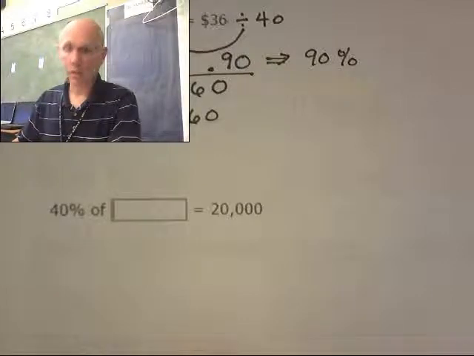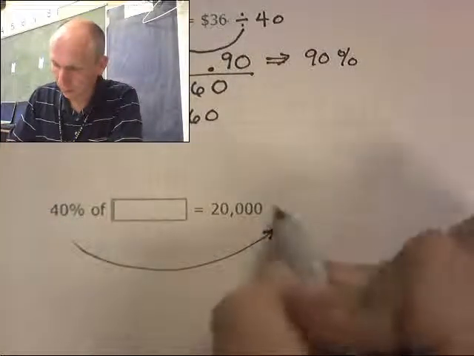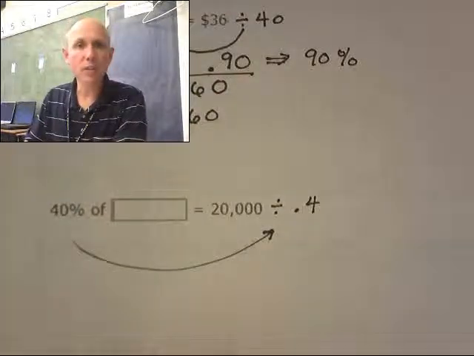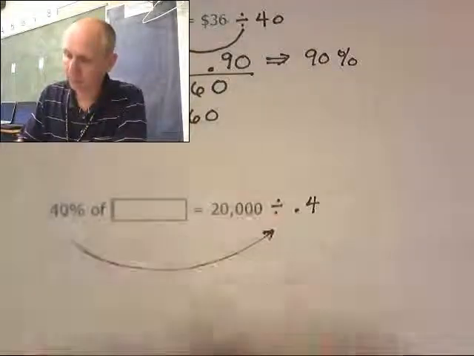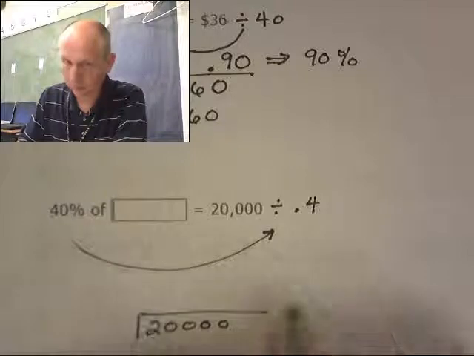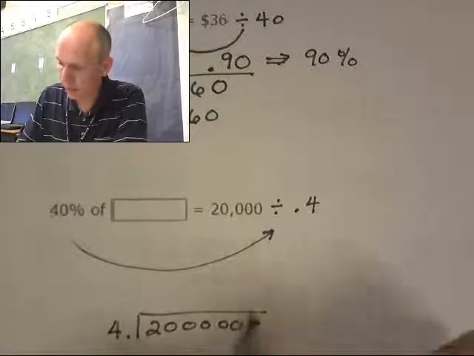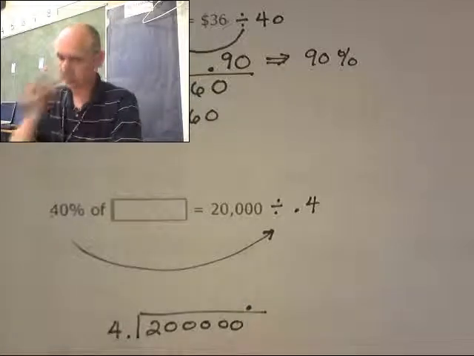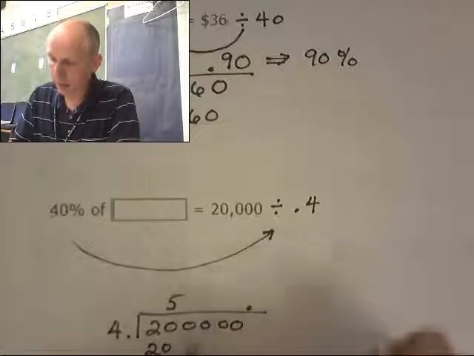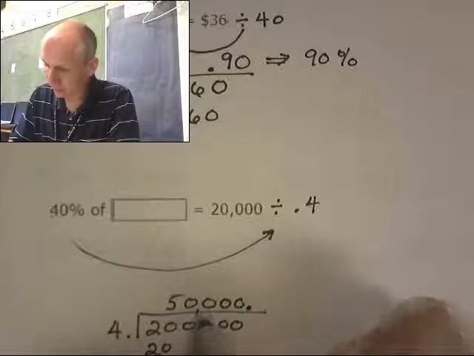40% of something is 20,000. Ready? Take this guy right there. So we're looking at 20,000 divided by 0.4. I'll move that one decimal place over, add a 0, move a decimal. Here we go. 4 goes into 20 how many times? 5. That's 20. And then everything else is going to be zeros behind this guy. So we have 50,000.